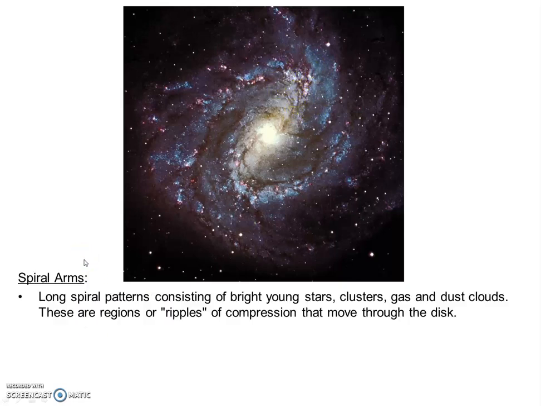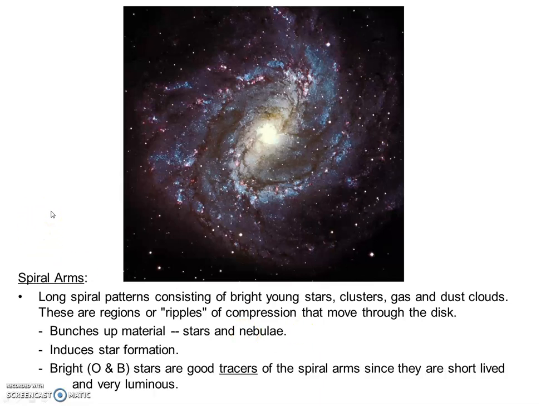And so the spiral arms consist of these long patterns of bright young stars, clusters, gas, and dust clouds. They're ripples of compression that move through the disk. Because of this compression, it bunches up material, and it helps induce star formation. You get stars, you get emission nebulas, H II regions, and you get a lot of bright O and B stars. They are very good tracers of the spiral arms.